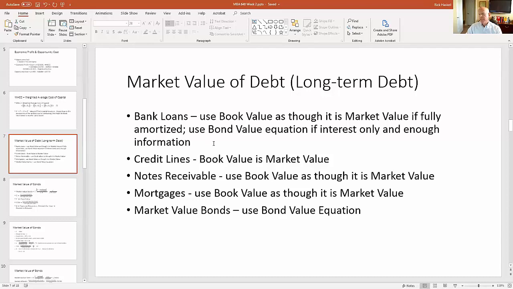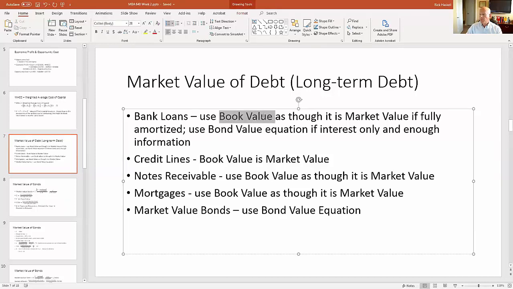Bank loans. For bank loans, we're going to use the book value that we would find on the balance sheet as though it is the market value of the bank loan. We know it may not be, but we're going to make that assumption, assuming it's fully amortized, so assuming it doesn't meet the interest-only requirements of a bond. If it does meet the requirements of a bond, then it's just a different kind of bond, and we can go ahead and calculate a value for it.